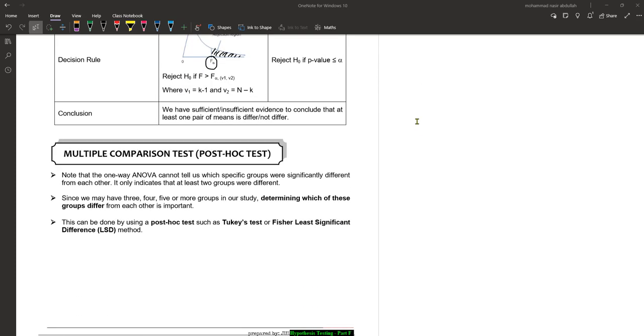So in post hoc test, it will basically do independent sample t-tests with a correction, such as Bonferroni correction, Tukey correction, or Fisher least significant difference. So we have many methods. We have the Tukey test, Fisher least significant difference or LSD, or we have the Bonferroni method. There are many in SPSS.